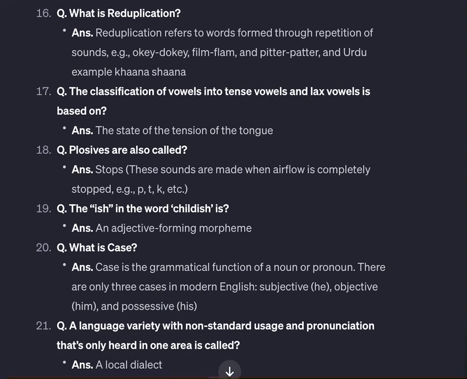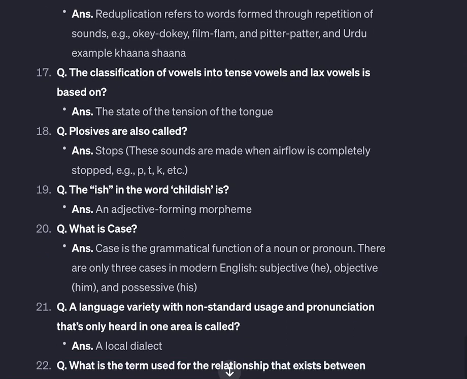18. Q. Plosives are also called ANS. Stops. These sounds are made when airflow is completely stopped, e.g., p, t, k, etc. 19. Q. The "ish" in the word "childish" is ANS. An adjective forming morpheme. 20. Q. What is case? ANS. Case is the grammatical function of a noun or pronoun. There are only 3 cases in modern English: subjective, "he"; objective, "him"; and possessive, "his".